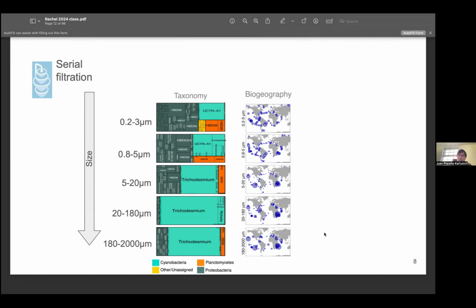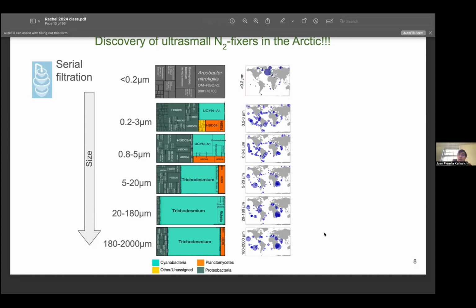But at that moment we also decided to analyze this size fraction, and we detected a high abundance of nitrogen fixers that were not detected in the other size fractions, and this was surprising. It was even more surprising to see that these, what we call ultra small nitrogen fixers, were especially located in the Arctic, whereas the nitrogen fixers from the other size fractions were very low in abundance in that region.